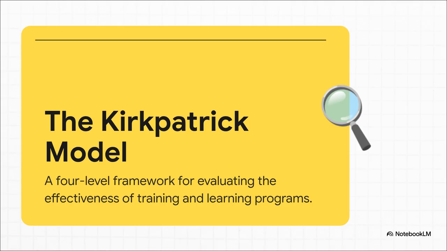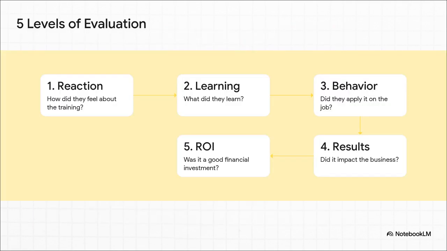I mean, it's a classic for a reason. It gives us a structured, four-level framework to evaluate how effective our training was. We're actually going to extend it to a fifth level, ROI, because it gives us a ladder that takes us all the way from someone's initial gut reaction to the hard bottom-line business results. Let's just walk through these 5 levels real quick.